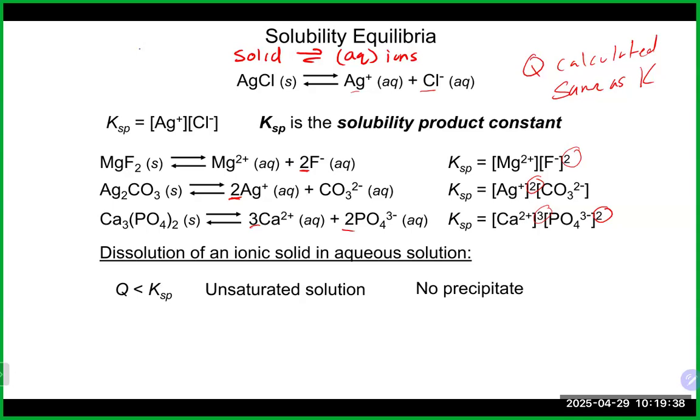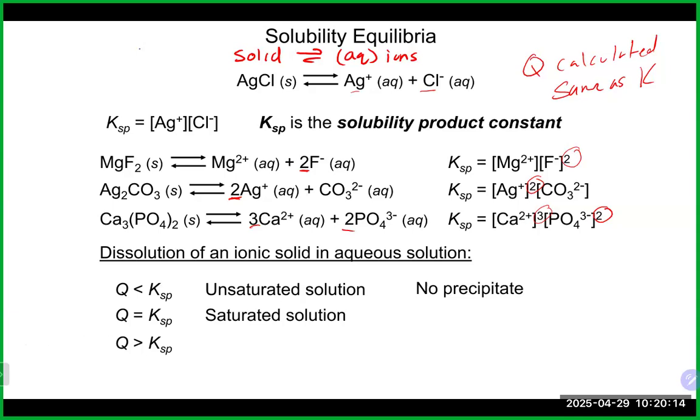Now, if you calculate Q and it equals KSP, you technically have a saturated solution. If you remember the definition of a saturated solution, it is a solution where, at that particular temperature, you've hit the maximum amount of solute that will dissolve in that solvent. If you add any more at that point, it will not continue to dissolve. It basically will just pile up. So that's the maximum amount that you can get to dissolve. You're at the tipping point where you're going to start to see a solid.